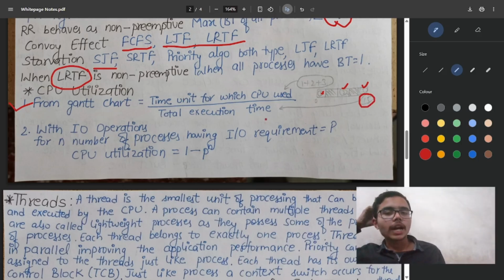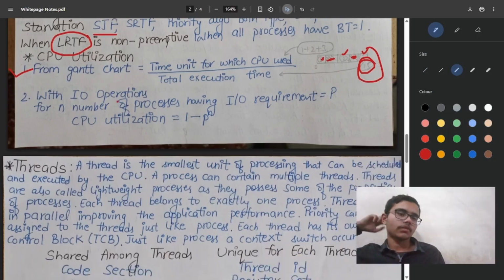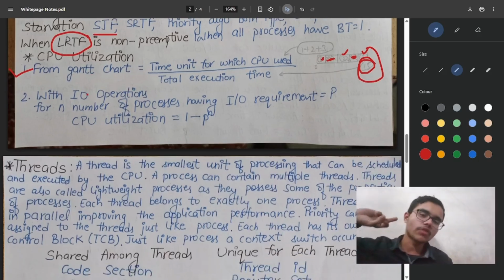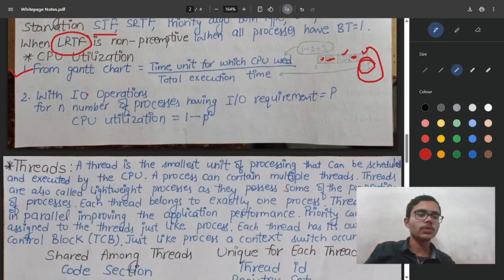If we talk about the CPU idle time, this shaded part is the idle time: the number of nanoseconds the CPU is idle upon the total time. So this is the point. I have not looked at these notes for a long period of time, so I don't know whether these points are right.